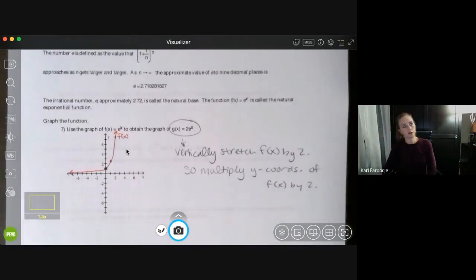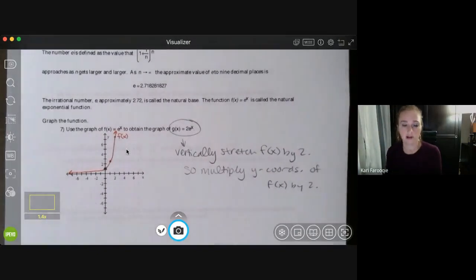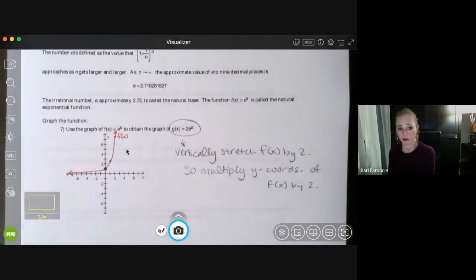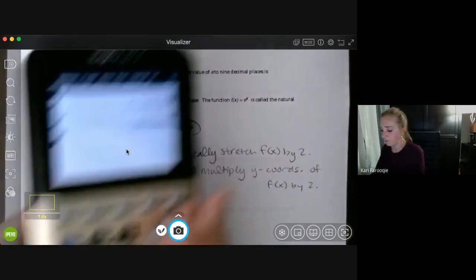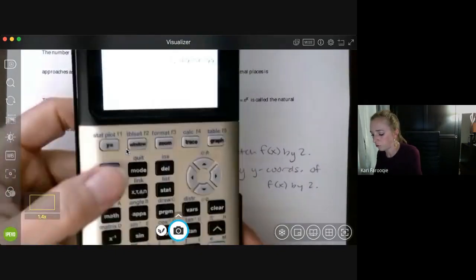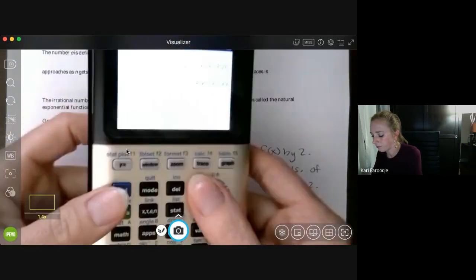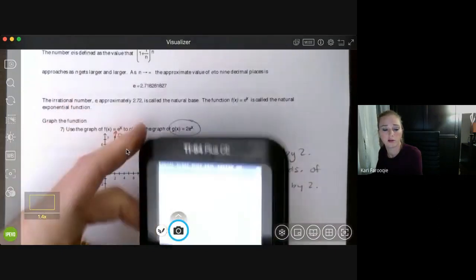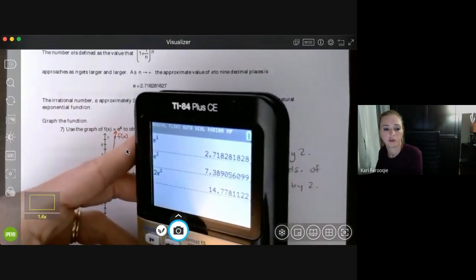Now, if all I asked you to do is graph g of x equals 2e to the x, you might want to plot some values. But if you already have f of x on here, you can just go ahead and leave the x values the same, but just multiply the y values by 2. So you probably already still have these in your calculator. You have e to the first power. Actually, we'll do these in reverse. If you already have e to the second, now you'll get 2e to the second. Well, there it is, which is about 14.8.